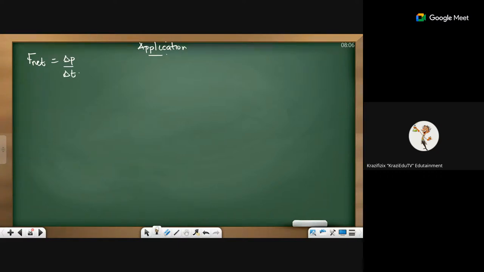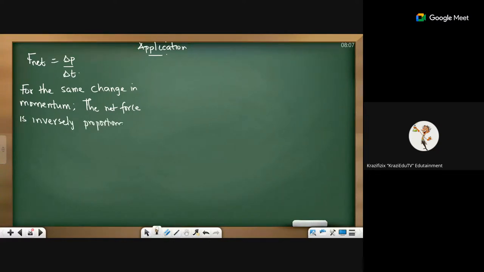If delta P is constant, if the change in momentum is constant, I'm going to say, for the same change in momentum, please, that statement is very key. Never talk about directly proportional, inversely proportional, if you don't have a constant variable. So our constant variable is the change in momentum, which we dealt with, right? The net force is inversely proportional to time.